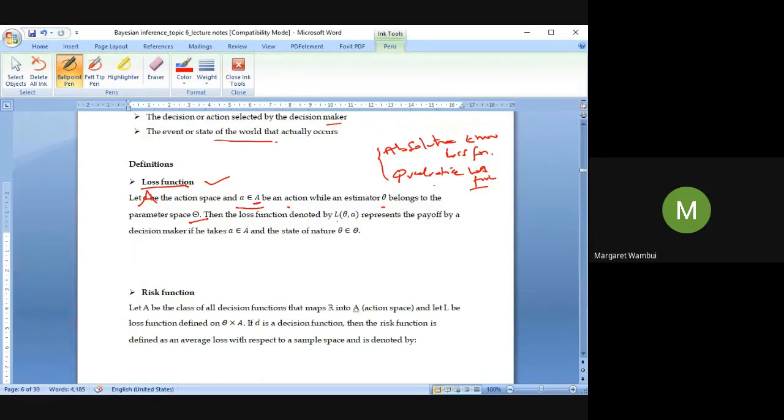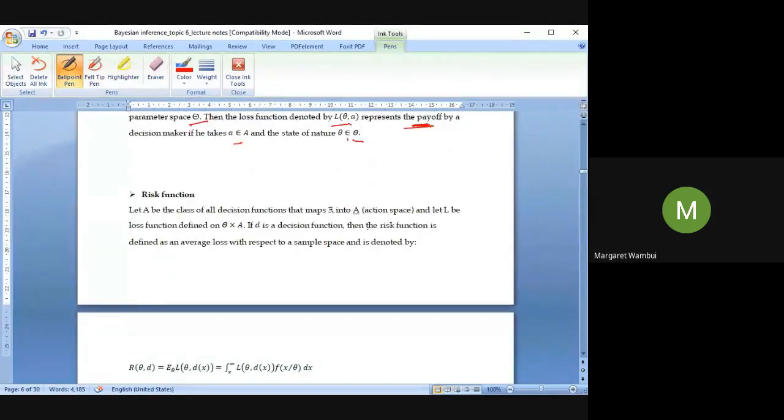Then the loss function, and this is actually how we also defined it, represents the payoff. So in this case, it is representing the payoff by a decision maker if he takes action a, which is a member of the action space, and the state of nature is theta, which is a member of the parameter space.